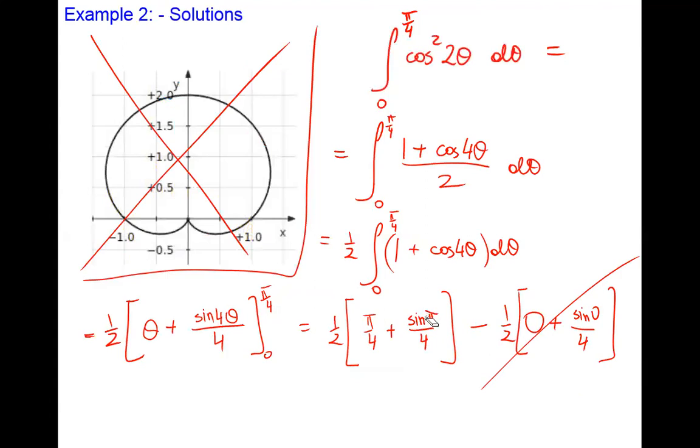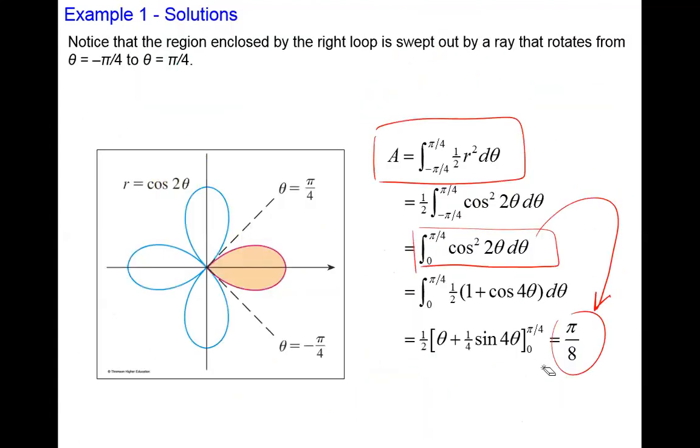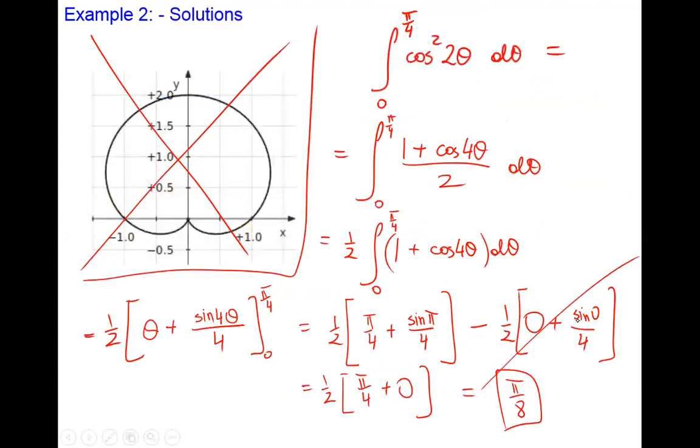What is sine at pi? Sine at pi is actually 0. Ah, okay, pi over 8. It's the final answer, which I think it was pi over 8. Okay, I'm just checking myself.